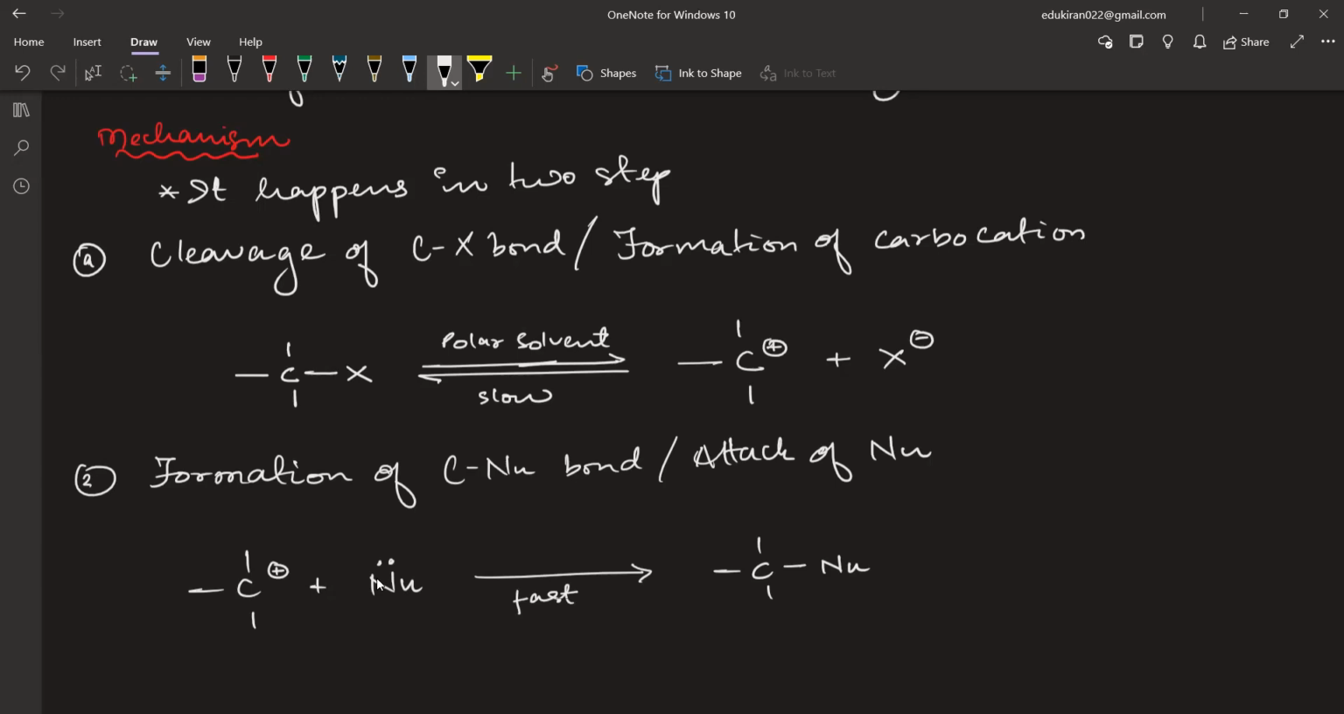Is the nucleophile still having a negative sign at the end? No, in the product there will not be a negative sign, since it has formed a bond. This is not a negative sign; this is just a bond.